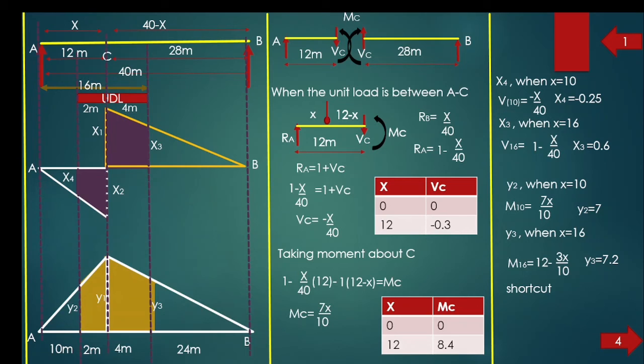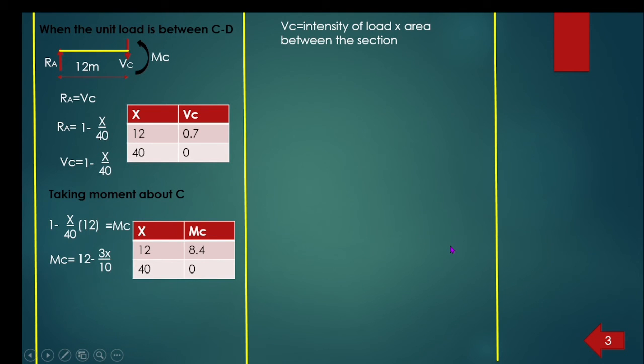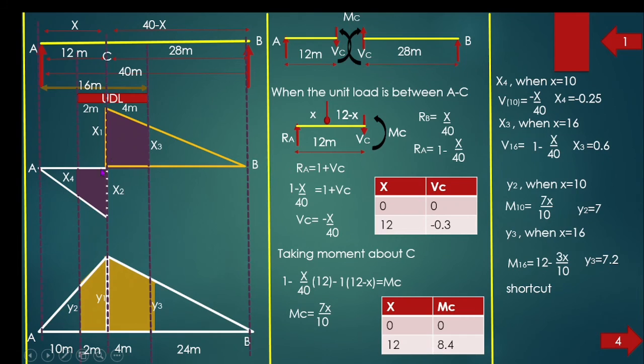For this case, now we have all the ordinates we require. We have y1, y2, y3, x1, x2, x3, x4. Basically, we have all the ordinates that we require. Now, to get the shear force at point C, it will be the intensity of the load multiplied by the area in between the section. Basically for this case, remember we have the first section here and the second section here. For this section, it will be negative because the value of x is negative, and this portion will be positive. And remember, the shape of this area is a trapezium.